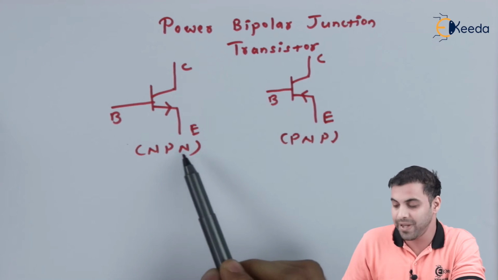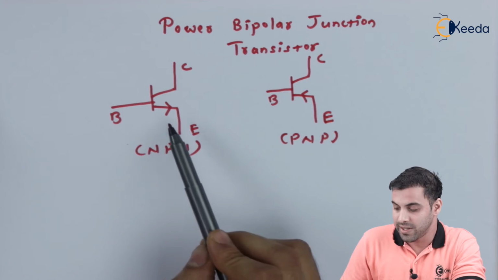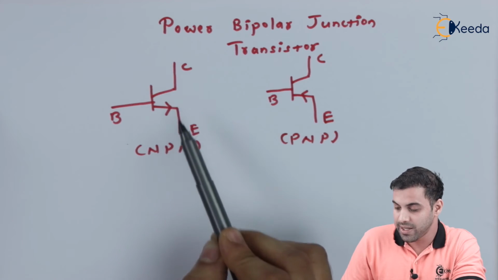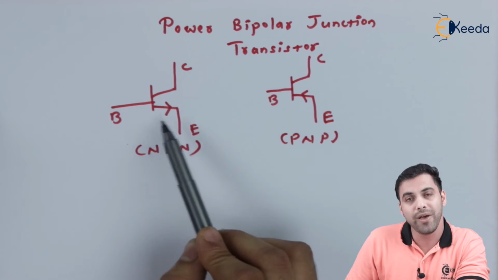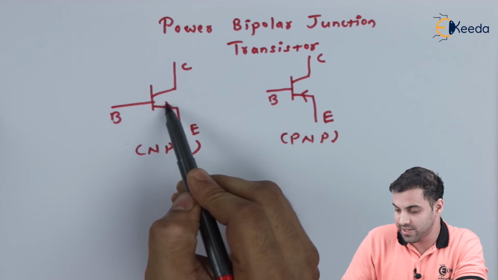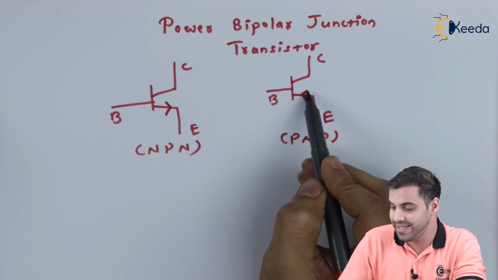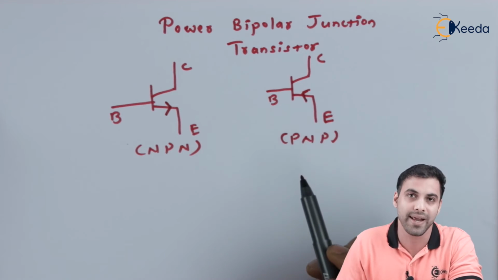But in the case of an NPN transistor, the direction of the current flow would be from the collector to the emitter, or away from the symbolic diagram in this direction. Again, for PNP, it's exactly opposite, which is going inside the base, or inside the diagram.